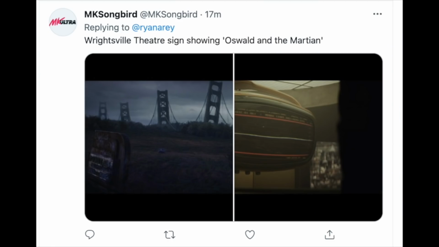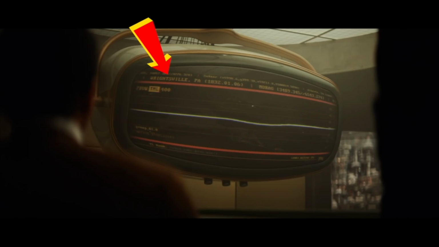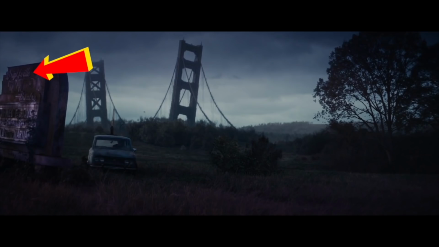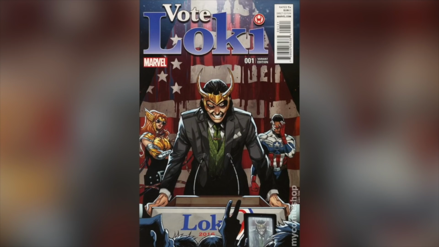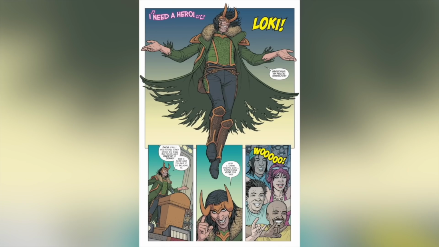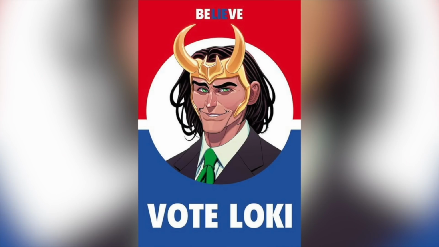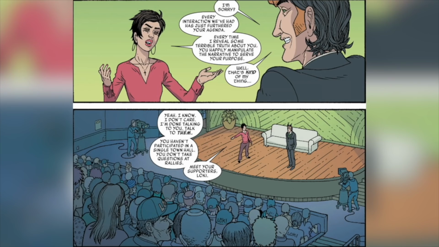MK Songboard on Twitter also pointed out that this board had a reference to Wrightsville as a Nexus event, and the theater marquee here is from Wrightsville. Then he's greeted by a Loki wearing a Vote Loki badge from the excellent Vote Loki comic book 5 years ago. In the comic, Loki was nearly elected president by promising to lie to everyone, but the entire campaign turned out to be a lie to simply help out one character.